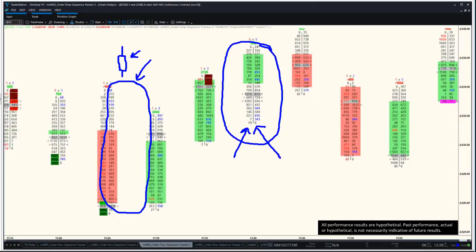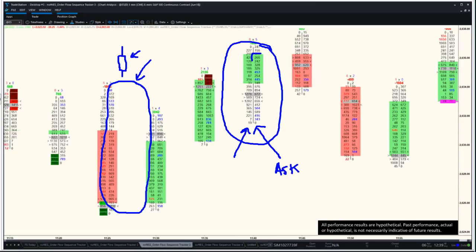Okay, so all the numbers on the right-hand side, those numbers are executed contracts that happened on the ask. This is from time and sales. This information is available in time and sales, which is going to show you whether it was on the bid or ask.